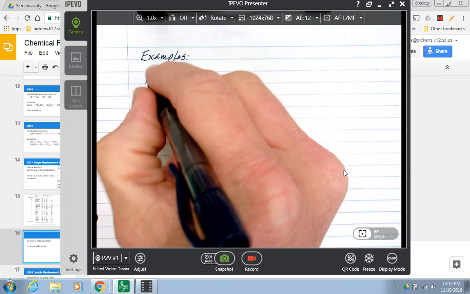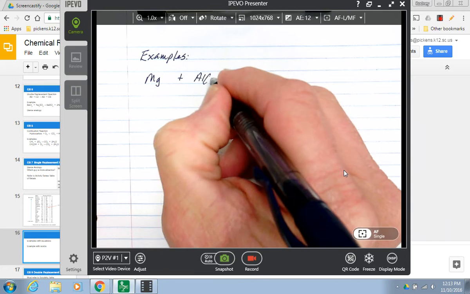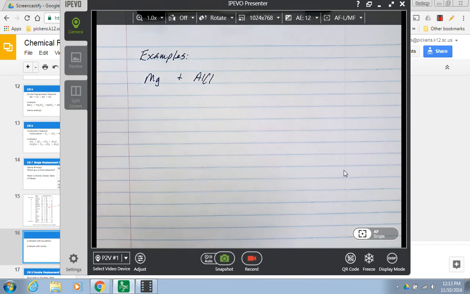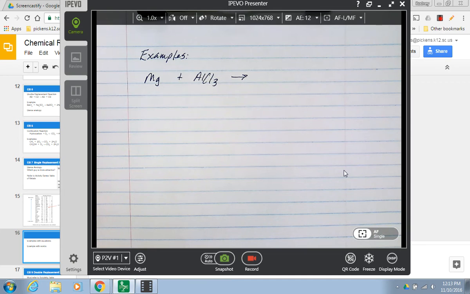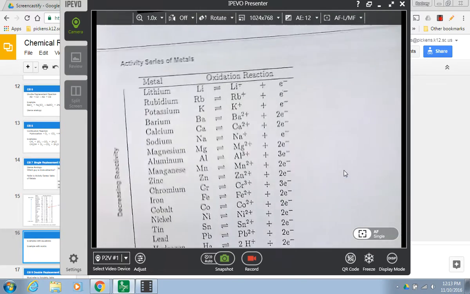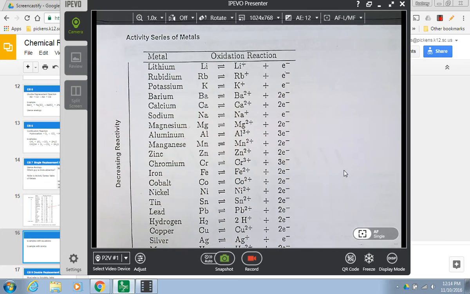So, for example, I would give you the first part, magnesium plus aluminum chloride, AlCl3, and of course, that needs a 3 on it. Then I would say, okay, predict the products of this reaction. What you first need to do is get your activity series, and you need to check your elements on your activity series. And you need to say, okay, where's magnesium?